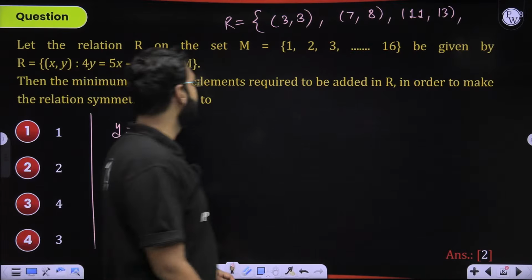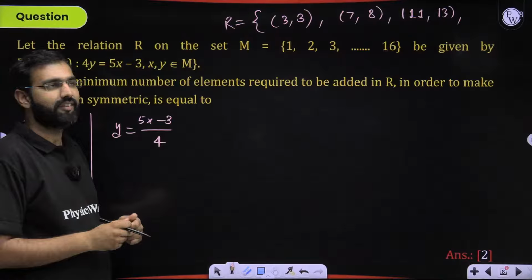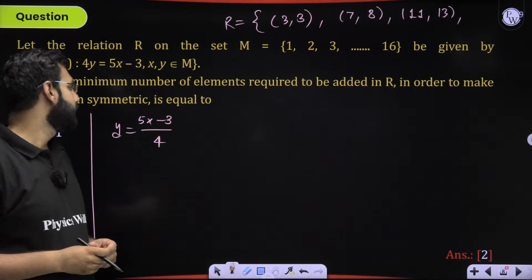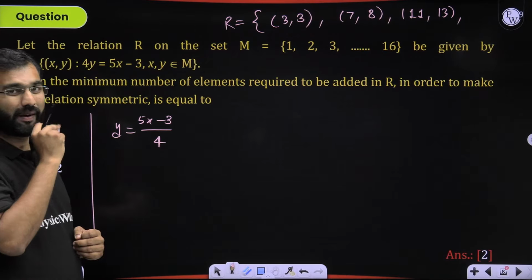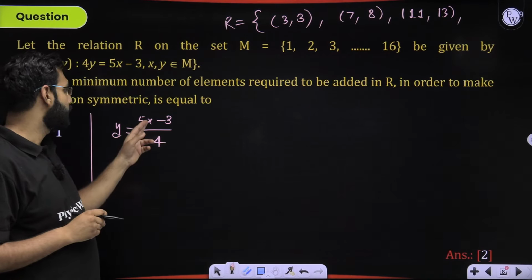Then after 11, when I go with 12, 60 minus 3, no. 13 into 5 is 65. 65 minus 3 is 62. 62 I think is not divisible by 4, because 60 is divisible by 4, right? Correct me if I'm wrong. Yes. Then after 12, 13 I have tried.